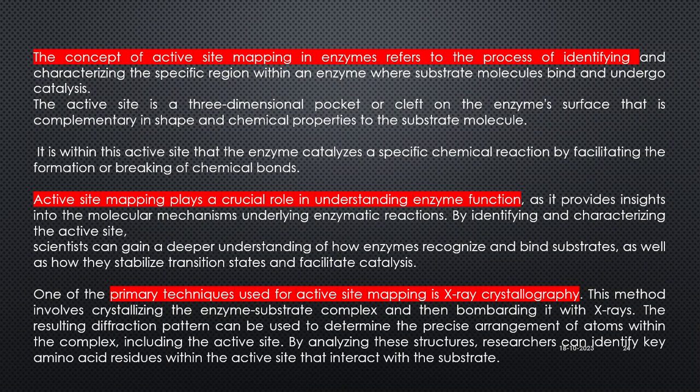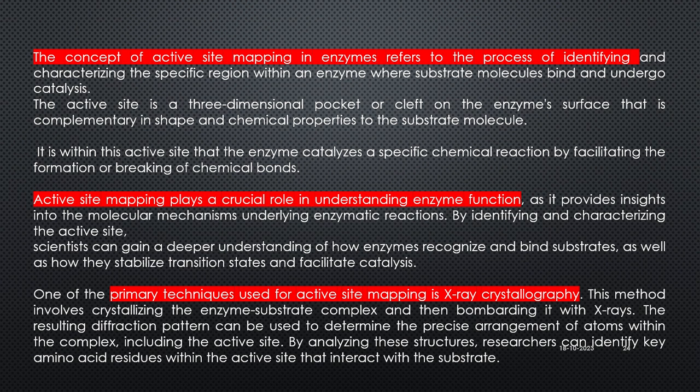Now in unit 1 we will start with 1.4, that is the concept of active site mapping. Until now I have told you about the active site at which the substrate binds and the enzyme-substrate complex is formed. What is their role? How is it binding? What are the induced fit and lock and key models? How is it attached? Now, the concept of active site mapping.